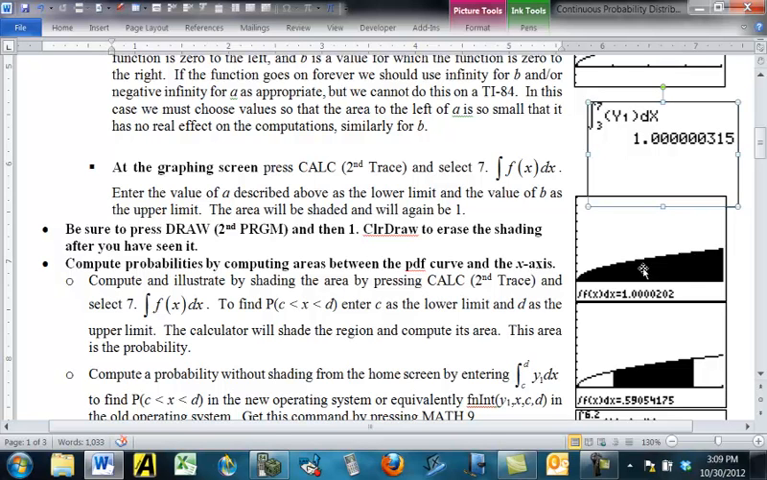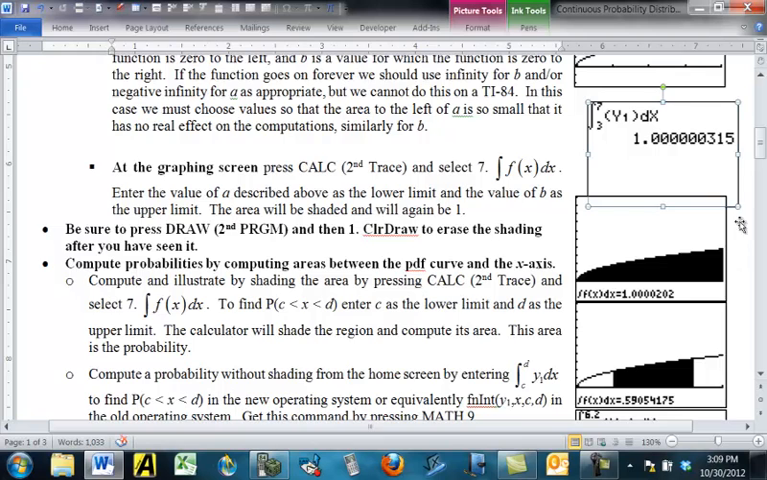Now, when you finish shading any time, be sure you always press Draw, which is second program, and then select 1, which is Clear Draw, and hit Enter, and that will erase the shading after you've seen it. So the next time we go in and shade something, it will shade correctly. Like this one, I turned in and shaded this next part. If I hadn't erased it, it wouldn't have shaded correctly. You would have seen everything shaded, so that's not good. So be sure you clean up the shading after you finish each time.